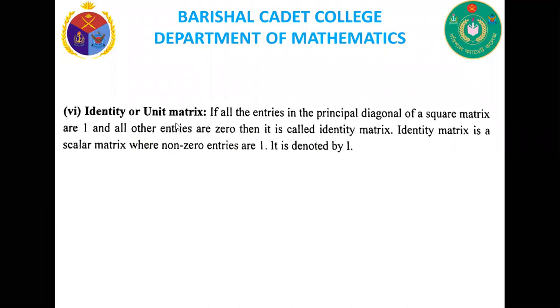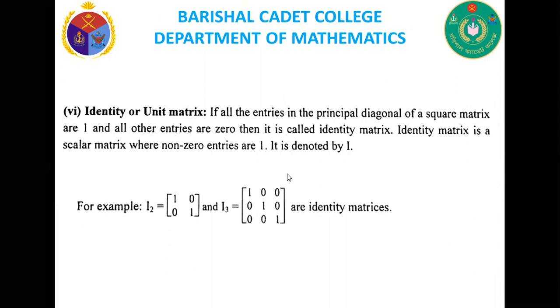Now, identity matrix or unit matrix. If all the entries in the principal diagonal of a square matrix are 1 and all other entries are 0, then it is called identity matrix. Identity matrix is a square matrix where non-zero entries are 1. It is denoted by I.